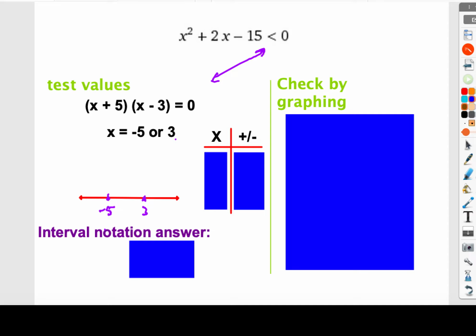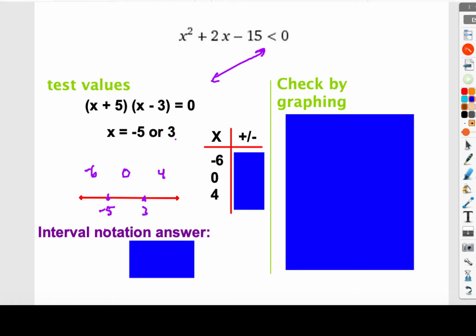So what I need to do is pick 3 points, coordinates to the left of, in between, and to the right of my test values here. So I'm going to pick -6, 0, and 4. I've got -6 over here, I've got 0 in the middle, and I've got 4 out to the right. And what I want to know is, would the values to the left, right, or in between there be greater than 0 or less than 0?